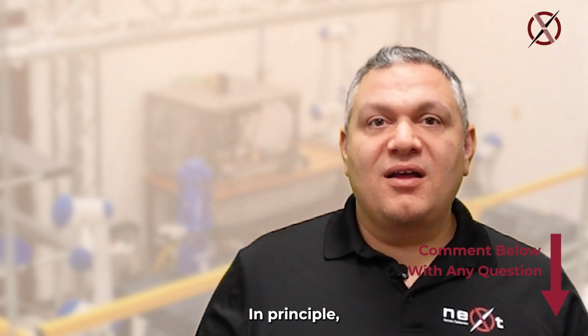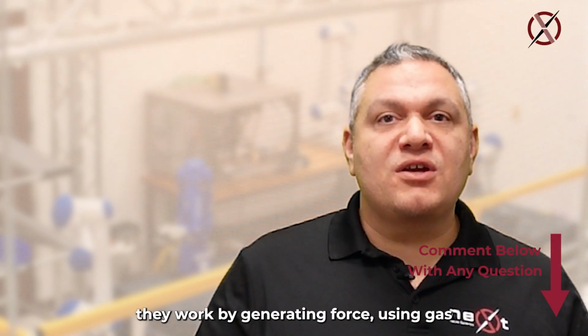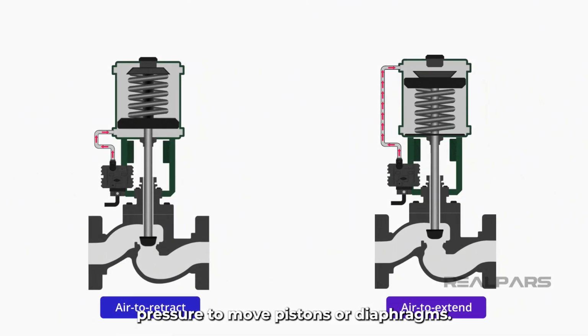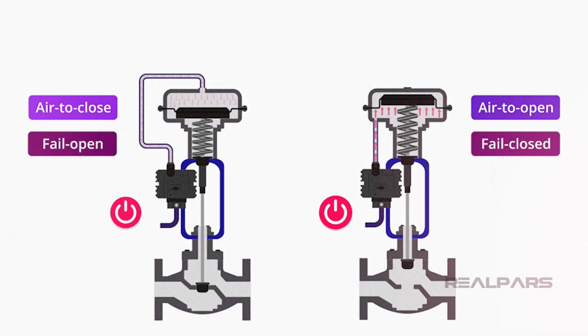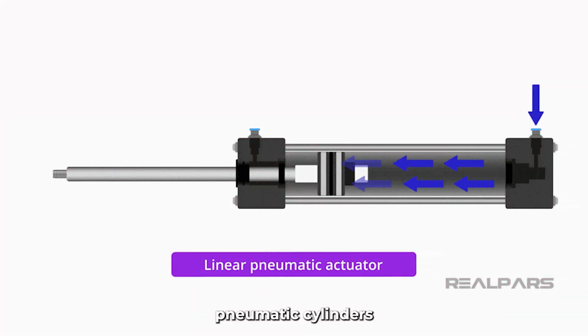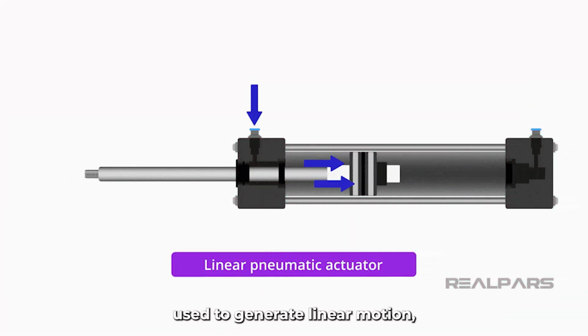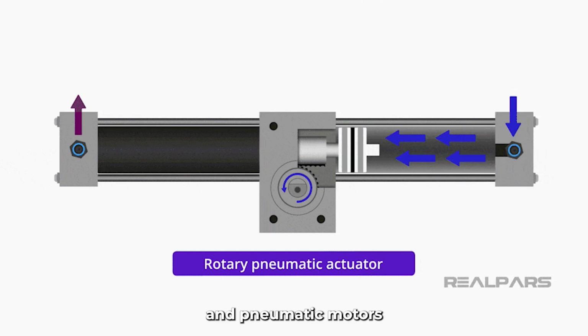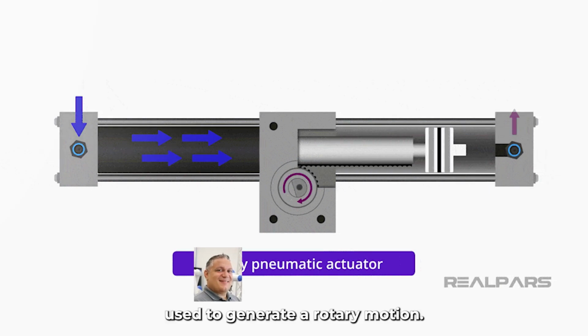In principle, they work by generating force using gas pressure to move pistons or diaphragms. Types of pneumatic actuators include pneumatic cylinders, used to generate linear motion, and pneumatic motors, used to generate rotary motion.